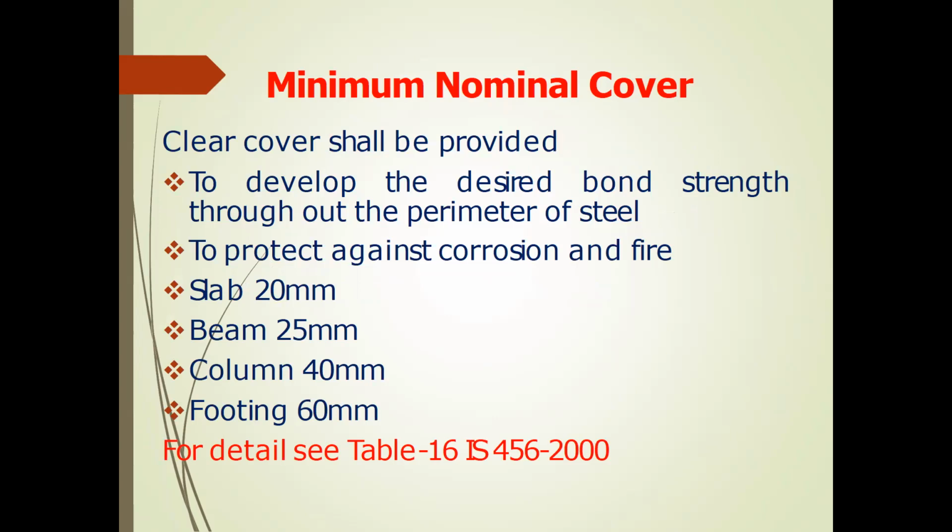Minimum cover for concrete over the reinforcement is needed to develop the desired bond strength throughout the perimeter of the steel, and to protect against corrosion and fire. The nominal cover is 20 mm for a slab, 25 mm for a beam, 40 mm for a column, and 60 mm for a footing. For other details, you can see Table 16 of IS 456.